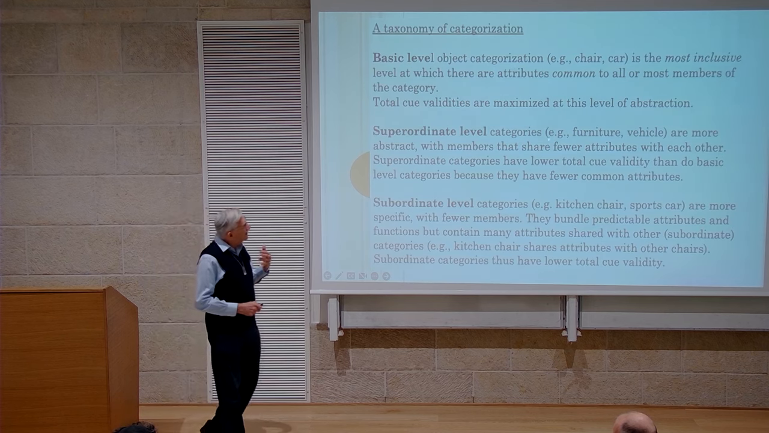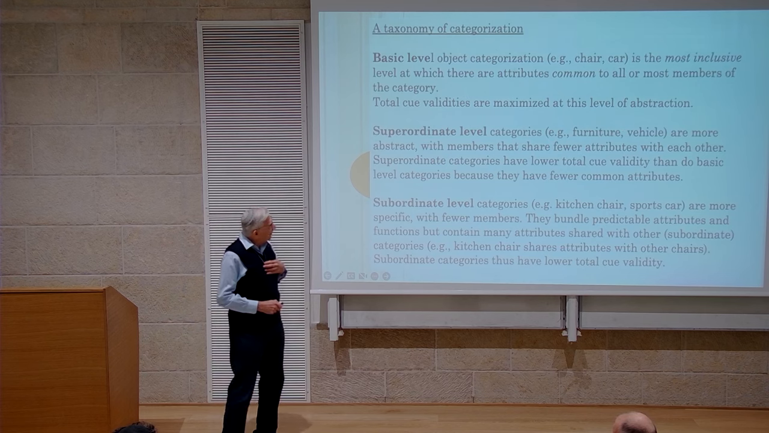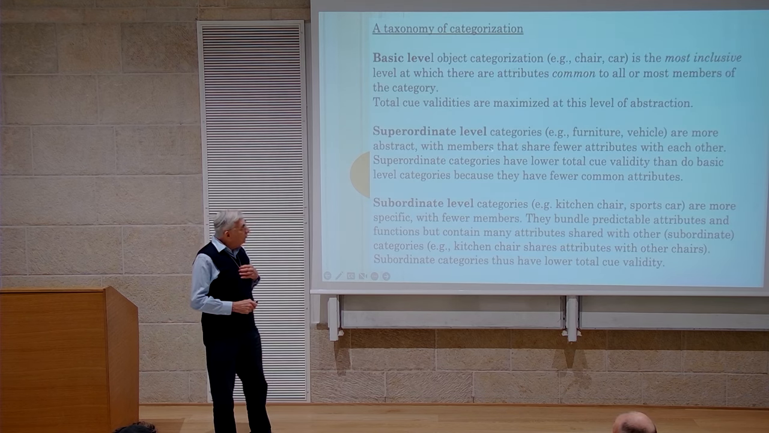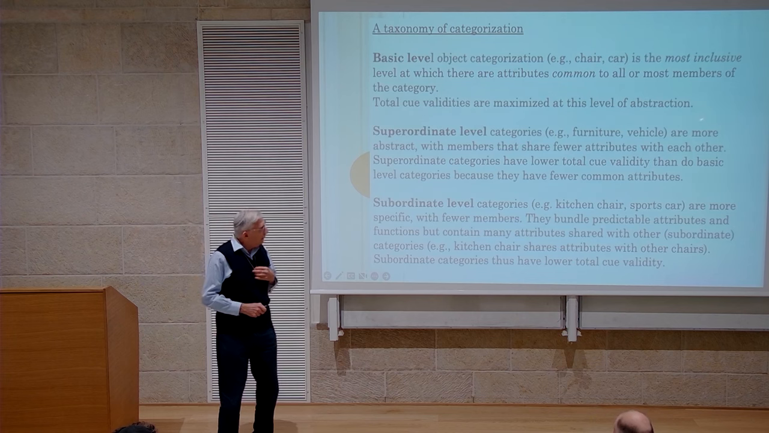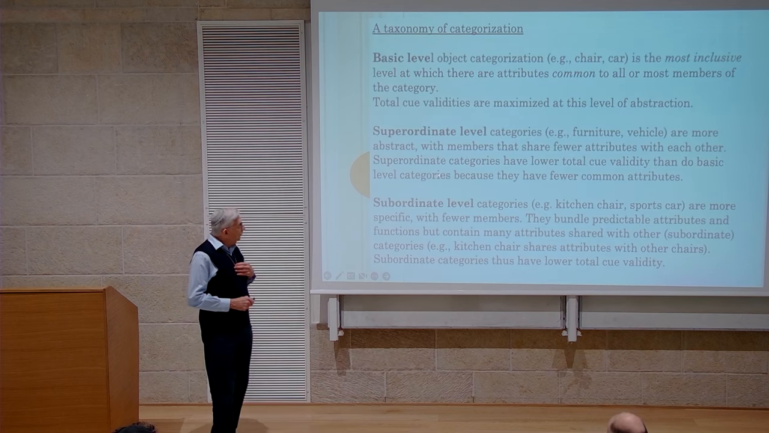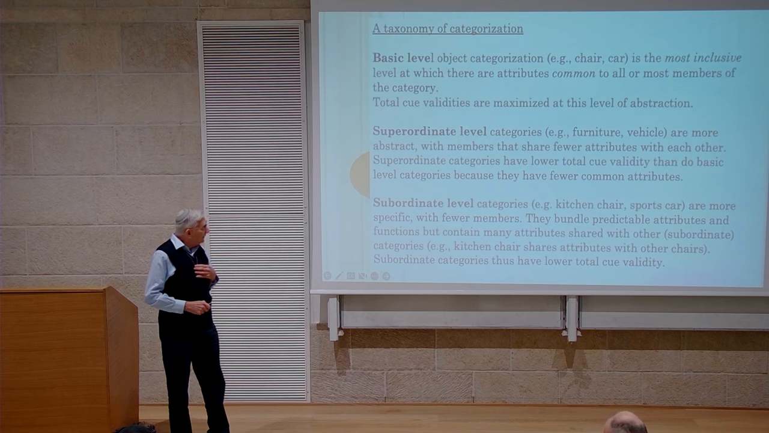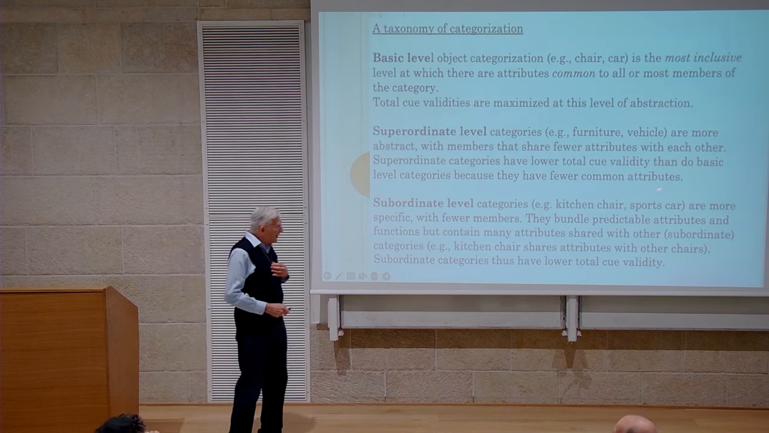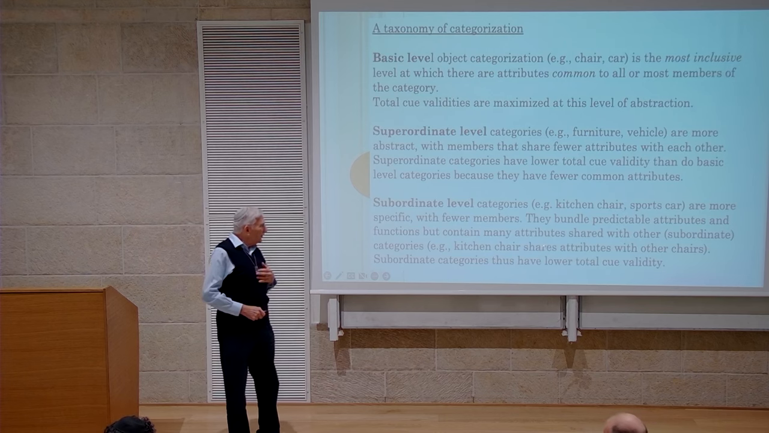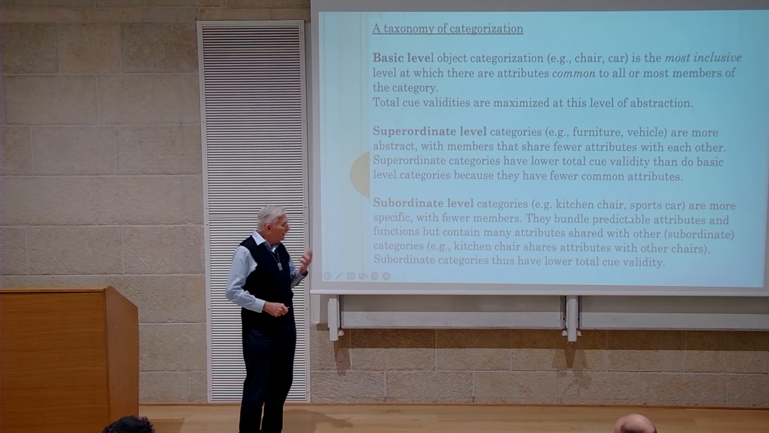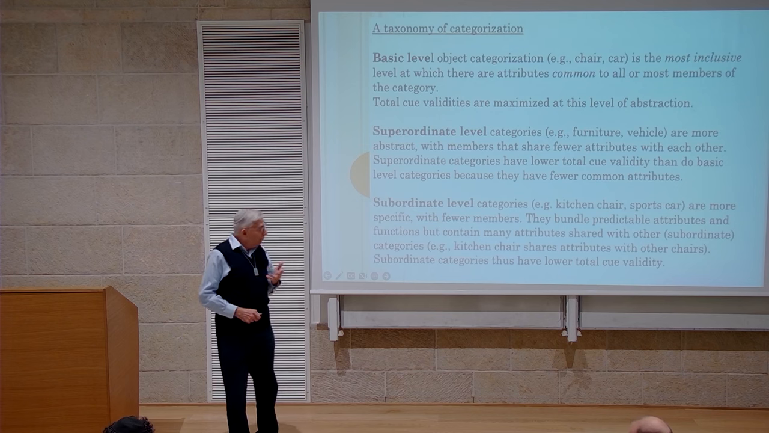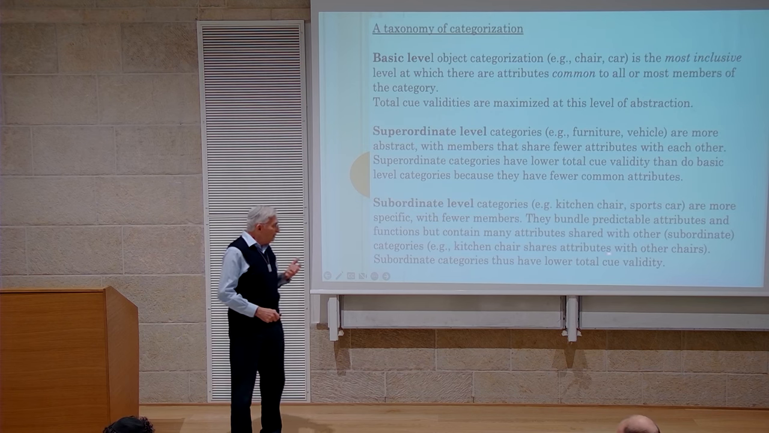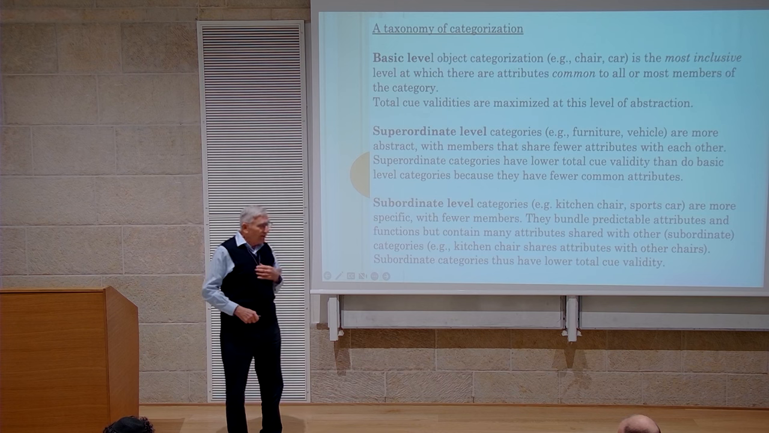Superordinate level, furniture instead of chair, vehicle instead of car, are more abstract with members that share fewer attributes. Superordinate categories have a lower total cue validity. And subordinate categories, chicken, kitchen chair, sports car, are more specific with fewer members. They bundle predictable attributes better, but kitchen chair shares attributes with other chairs, and so on.